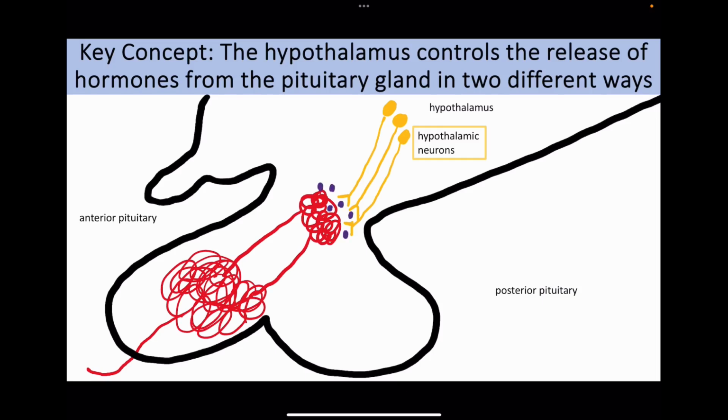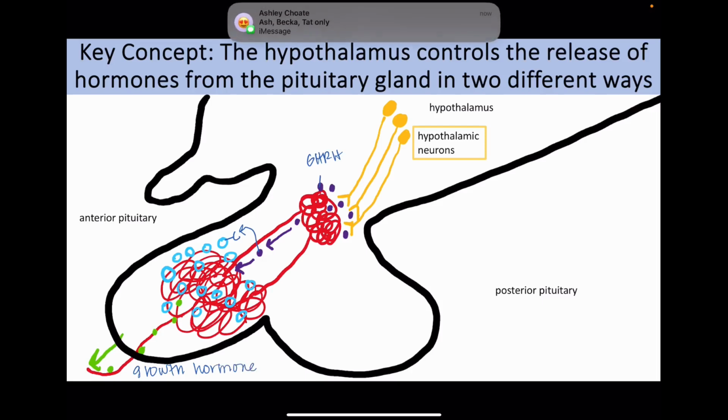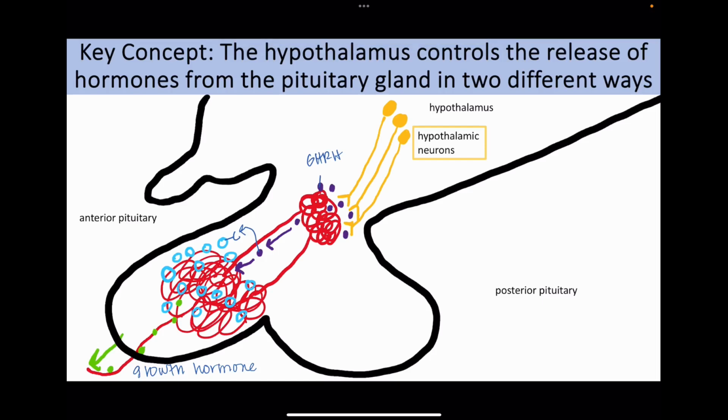Let's say those purple dots there are growth hormone releasing hormone. So these are GHRH. This is just an example. GHRH travels down that capillary portal system to some epithelial cells in the anterior pituitary. Those epithelial cells will have a receptor for GHRH. And as soon as that hormone binds, then we can have growth hormone being released down here. Does that make sense? We have one hormone controlling the release of a second hormone.